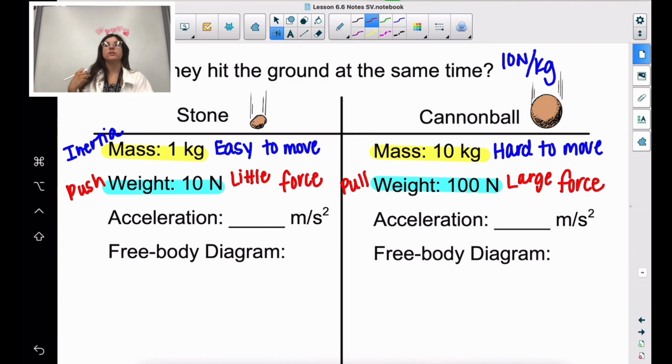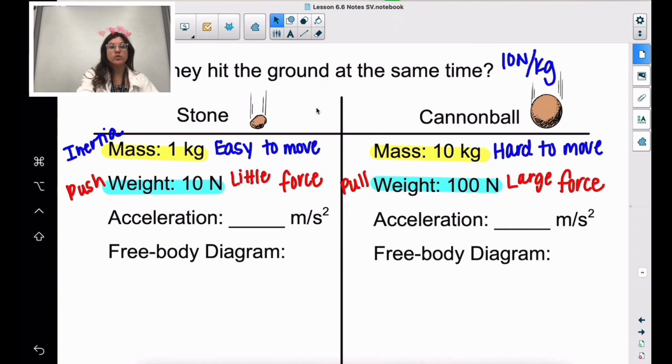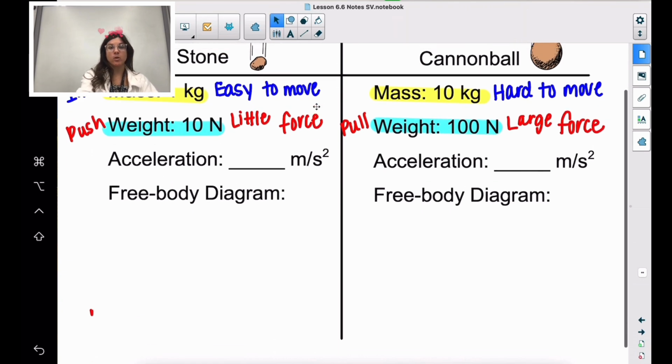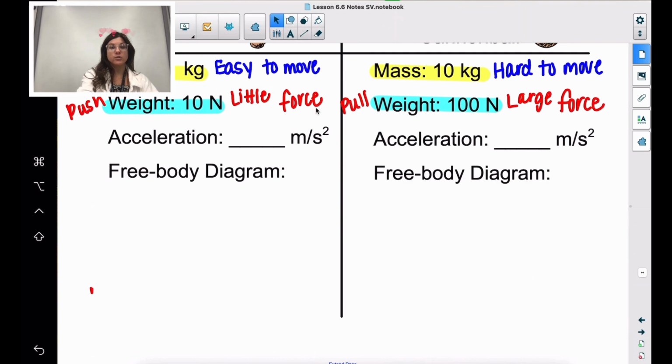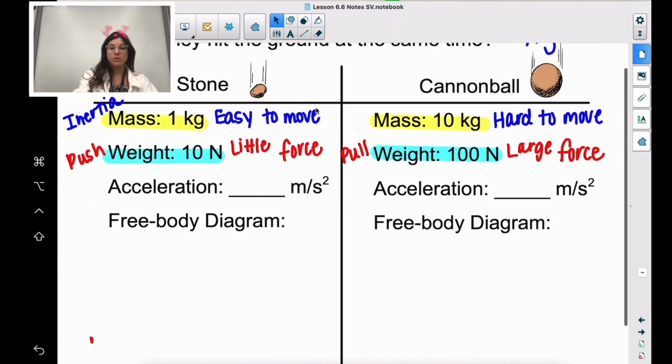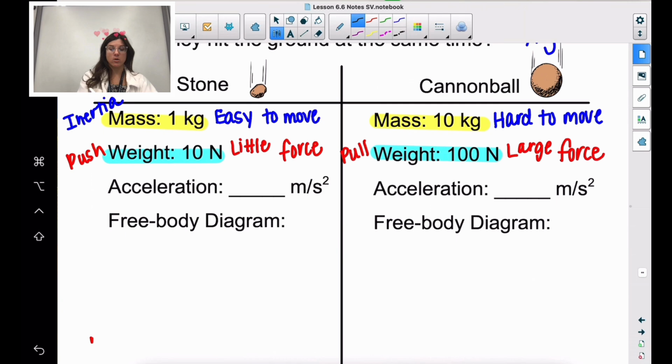So how does this translate to acceleration? Well, if I wanted to figure out the acceleration of the stone and the cannonball, I would need to use Newton's second law. So I'm going to remind you of Newton's second law equation right here. Newton's second law says that an object's acceleration equals the net force divided by the mass.